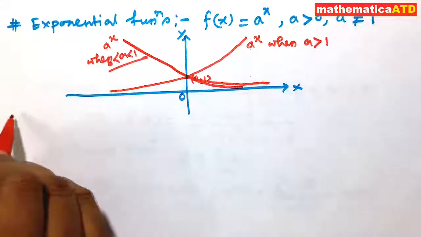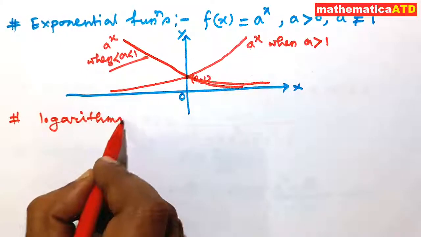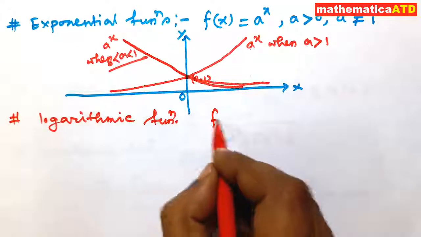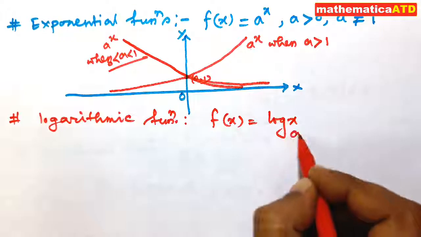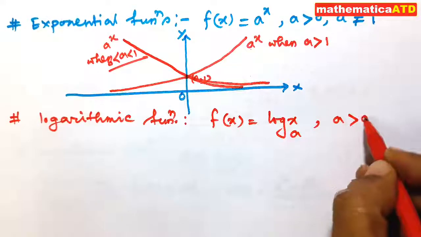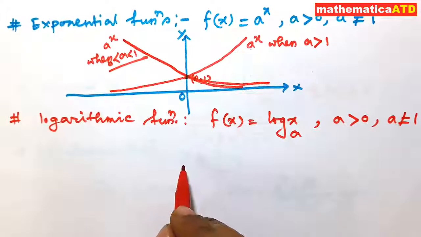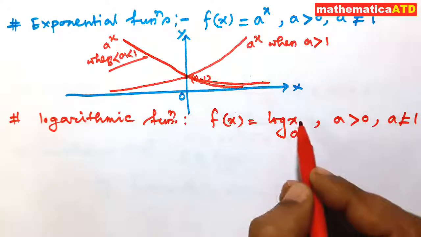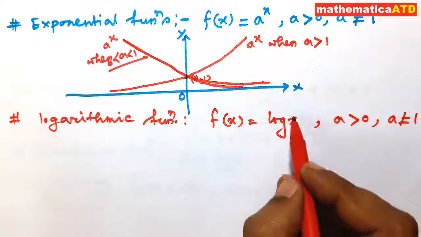Next is logarithmic functions. The function f(x) is equal to log x base a, where a is greater than 0 and a is not equal to 1, is a logarithmic function. And this function is defined if x is greater than 0. This is very important. Function will be defined when x is greater than 0.